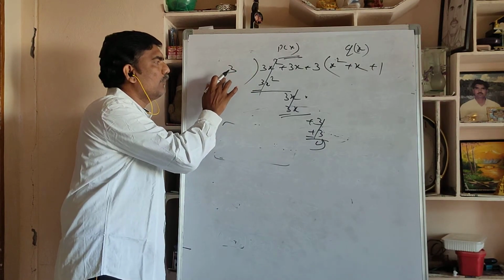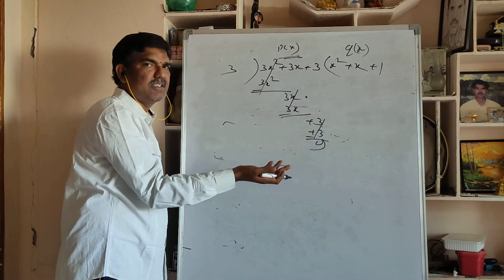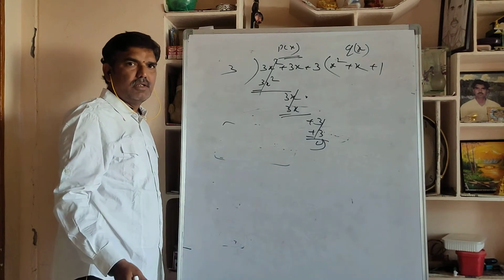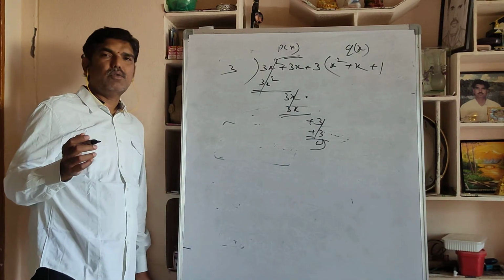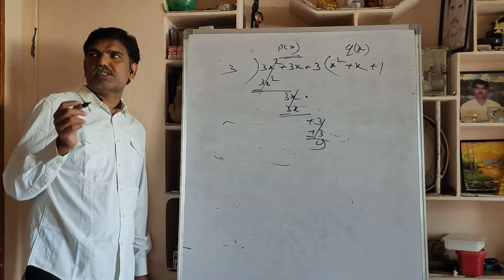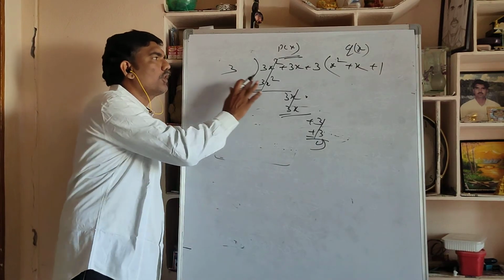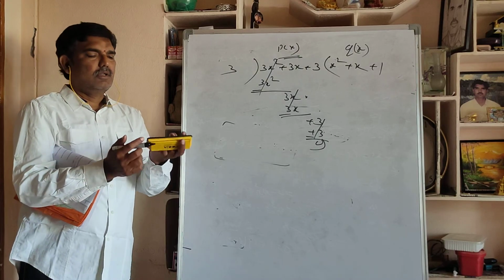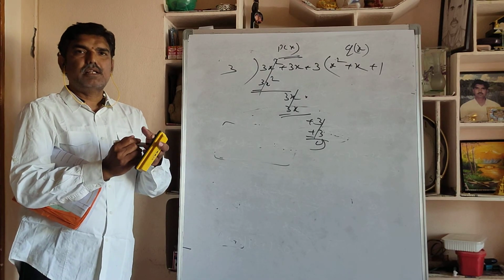G of x example is 3, r of x is 0, p of x is this one, q of x is that one. Like that you have to find out p of x, g of x, q of x and r of x. You should do divisions and write your answers. In the next class we will start another chapter.